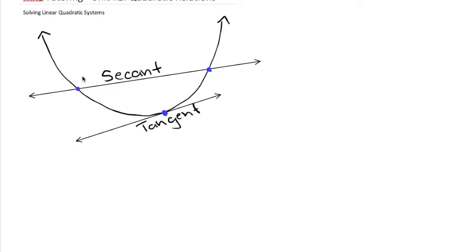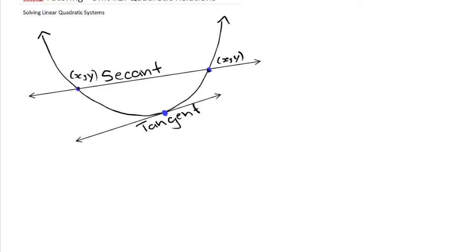To solve it graphically, all you have to do is find the x and y coordinates of the points of intersection. So you just have to find the x and y coordinates for this point over here, and the x and y coordinates for this point over here. Now, without actually solving it graphically, how would you solve it using algebra?